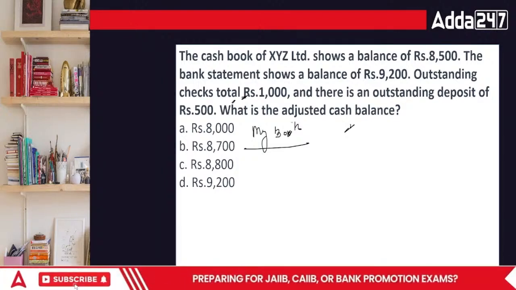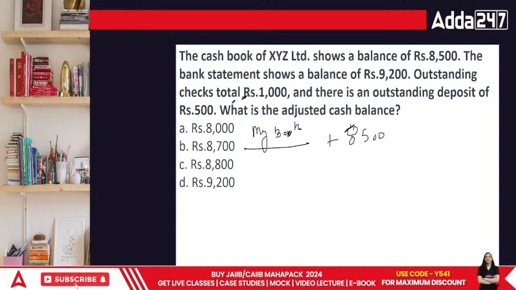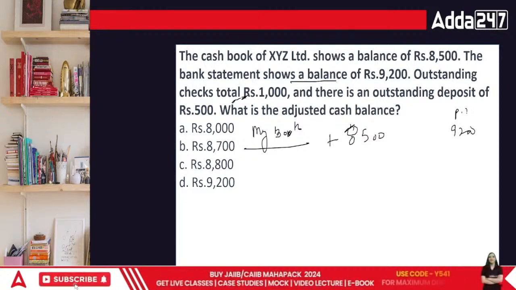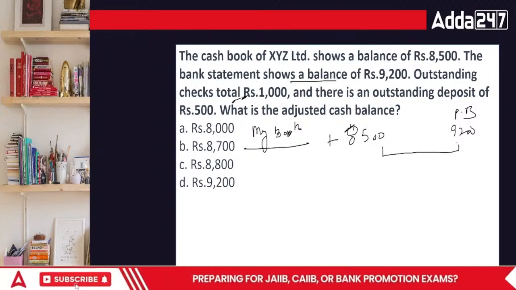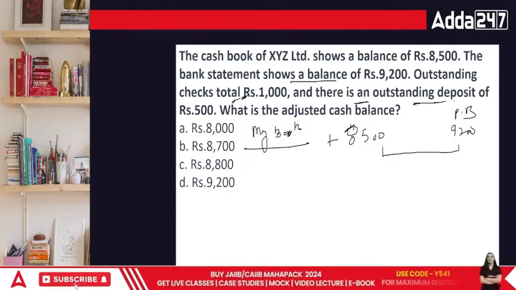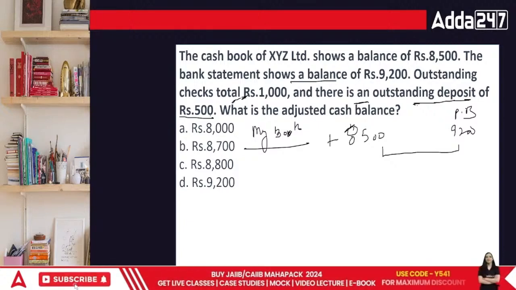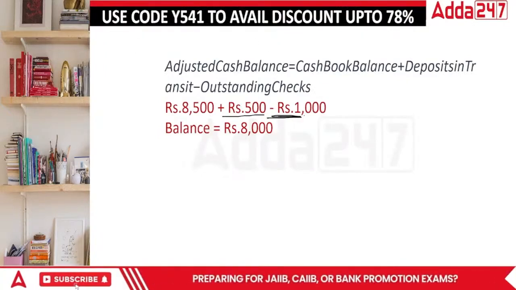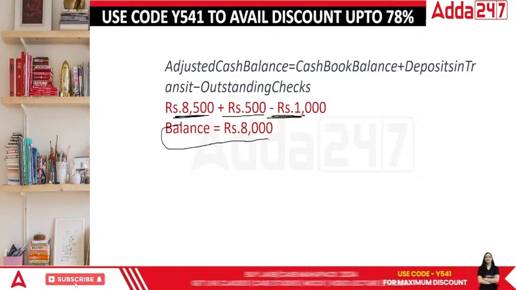What would be the answer in this case, everyone? When we are preparing our books of accounts, it's going to be 8500. That is my balance. And then they said the bank statement shows the balance is 9200. This is my passbook. So what's the difference? The difference is 700, and there is an outstanding deposit of rupees 500. Now this deposit of 500 will also be maturing. Then in this case, what would be the answer? The correct answer is that this 500 would be added and that 1000 would be gone.